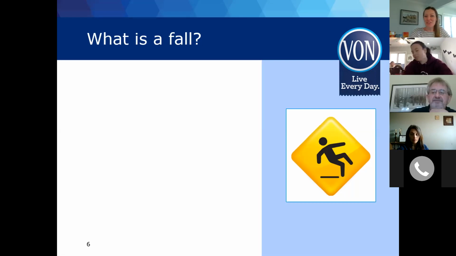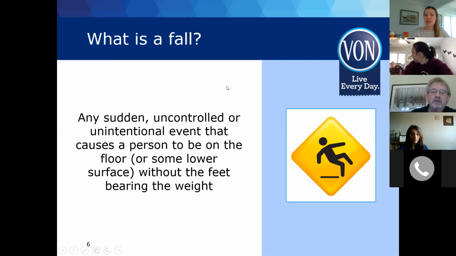So they can start off the same way. And a fall is any sudden, uncontrolled, or unintentional event that causes a person to be on the floor or some lower surface without their feet bearing their weight. Usually when I ask this at a class, the answers that I get are things like lose your balance, trip, slip, end up on the floor. And oftentimes, those are all kind of correct ways how a fall might happen.